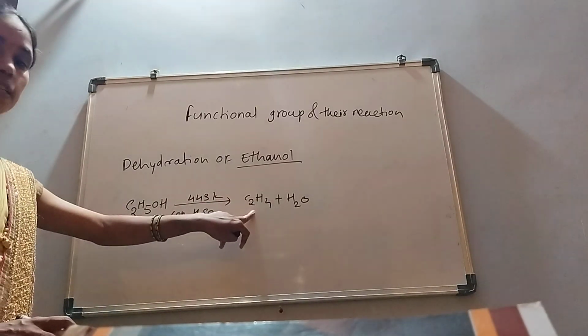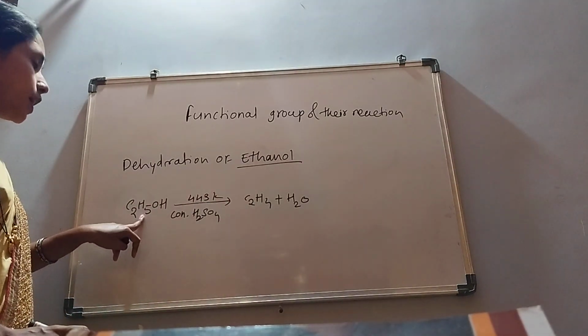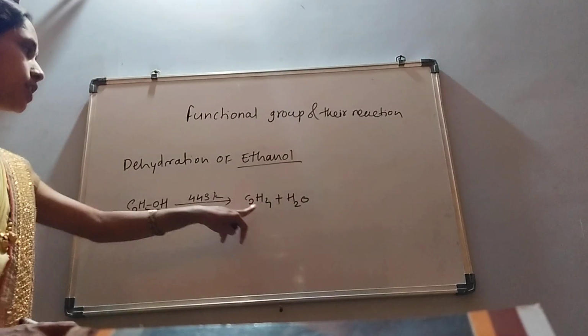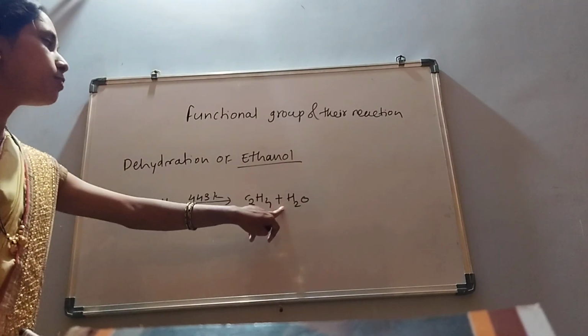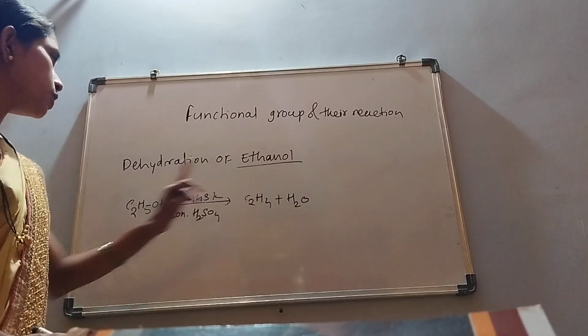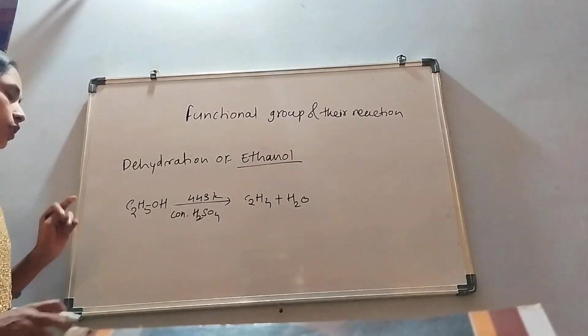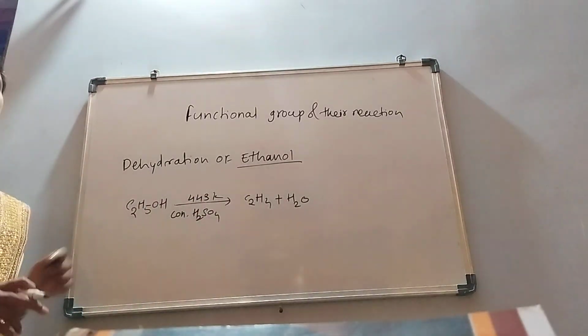Ethene has a double bond. It is an alkene form, an unsaturated hydrocarbon, plus H2O. The H2O molecule is getting removed from the ethanol, so we are calling it dehydration of ethanol.